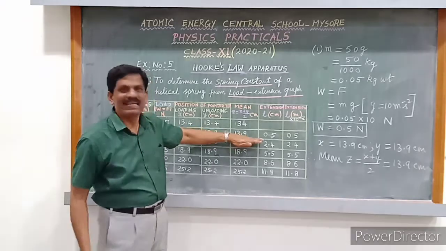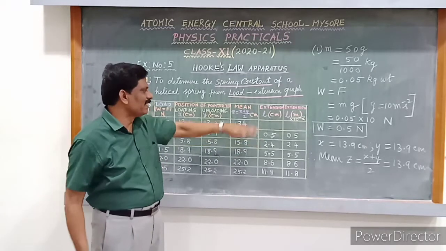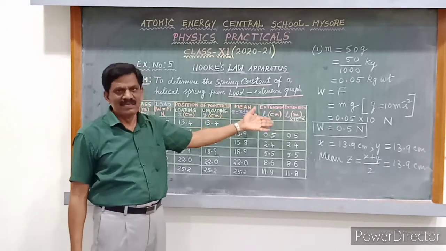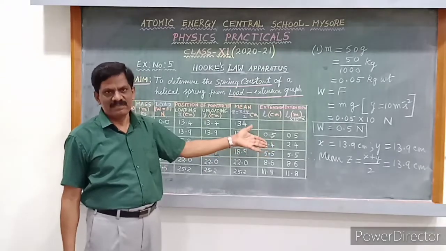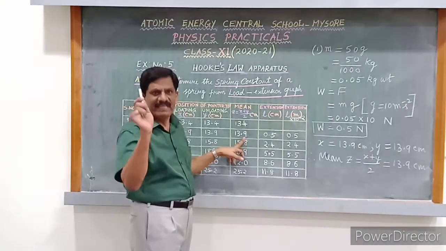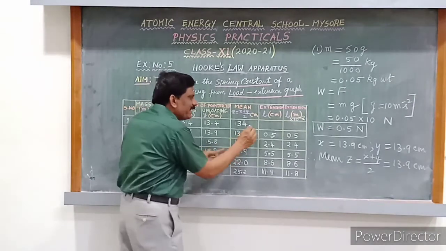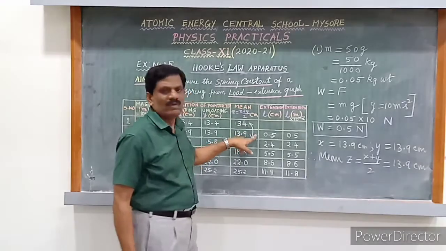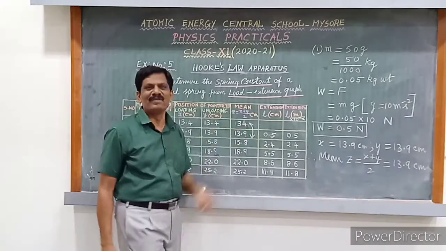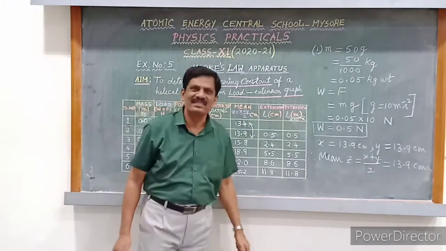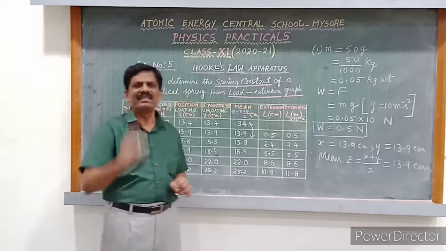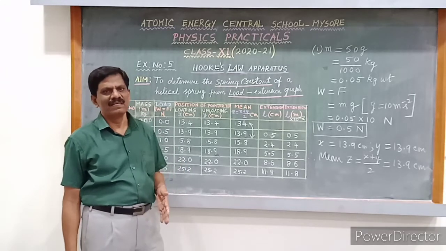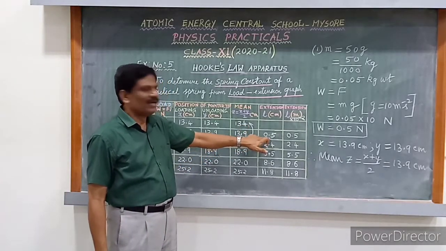The final reading of the pointer with 50 gram weight is how much? 13.9. The initial reading of the pointer with the dead load is how much? 13.4. So this difference is called as the extension L. In centimeter first I will write, afterwards I will convert it into meter. So my dear students, the extension here corresponding to 50 gram weight is 13.9 minus 13.4. What is it? For this you need not require a calculator, is it not? So 13.9 minus 13.4 is what? 0.5. Have you understood? 0.5 means by 0.5 centimeter only the extension of the spring has taken place when you have added 50 gram weight. Understand? So this difference between these two only is 0.5.